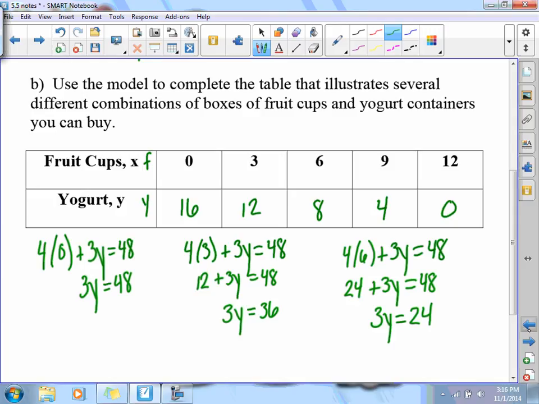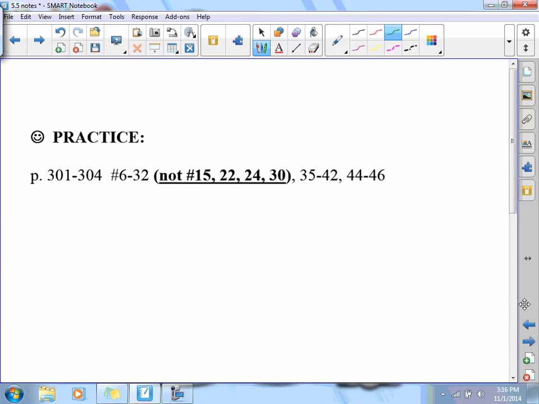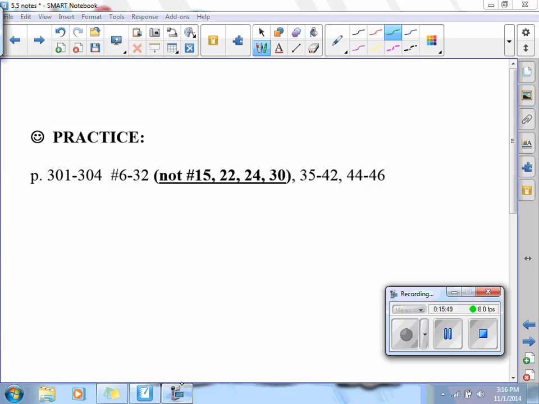So these are the two formats for the types of problems that you're going to be seeing in your homework. There are some problems that we're skipping. So when it says 6 through 32, don't do 15, 22, 24, or 30 in that section. Okay? And definitely as you're going through this, ask yourself, are these a standard form type problem or are they a point and a slope type problem? That'll help you a lot if you keep your notes out and have those two formats to look at as a guide. And if you have any questions, come on in and see me before school.